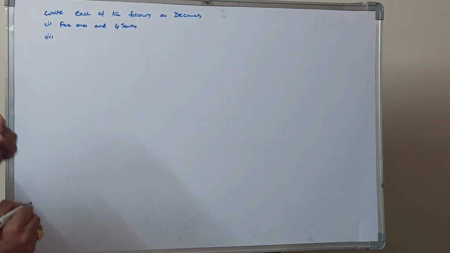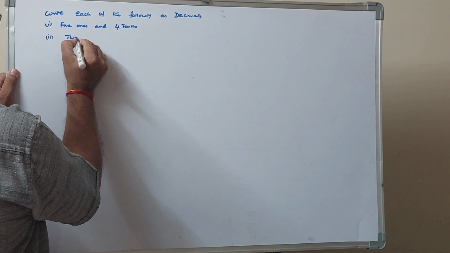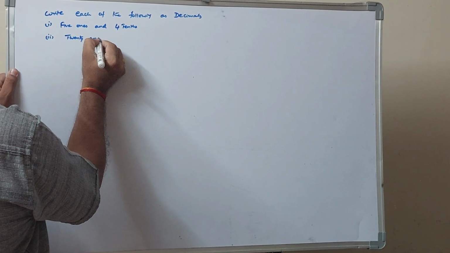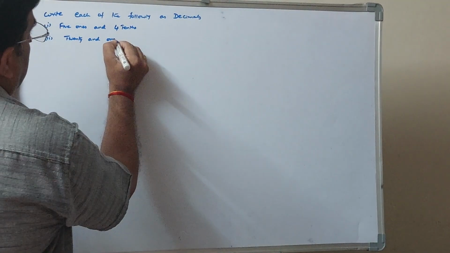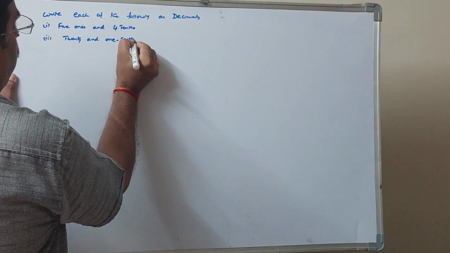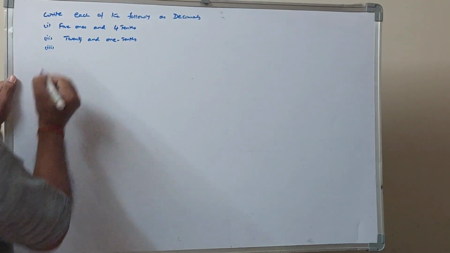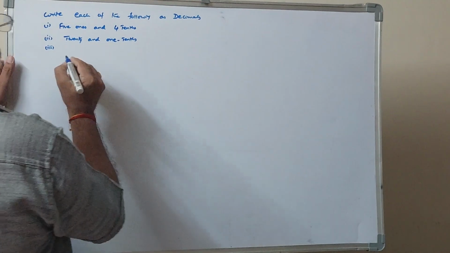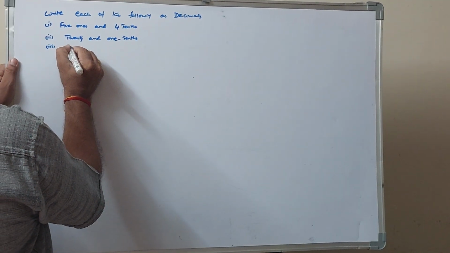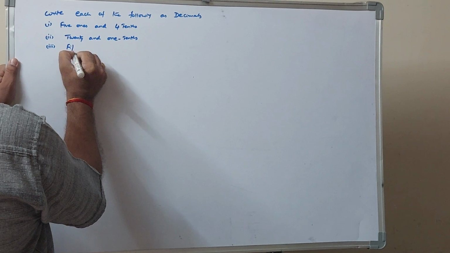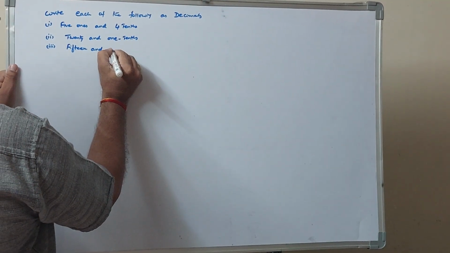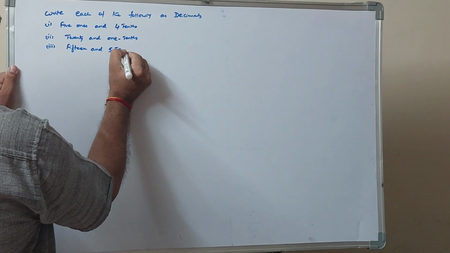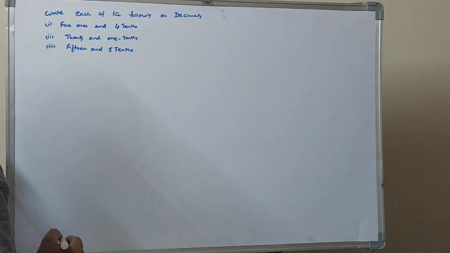Second one is 20 and 1/10. Third one is 15 and 5/10. See how to write these as decimals.